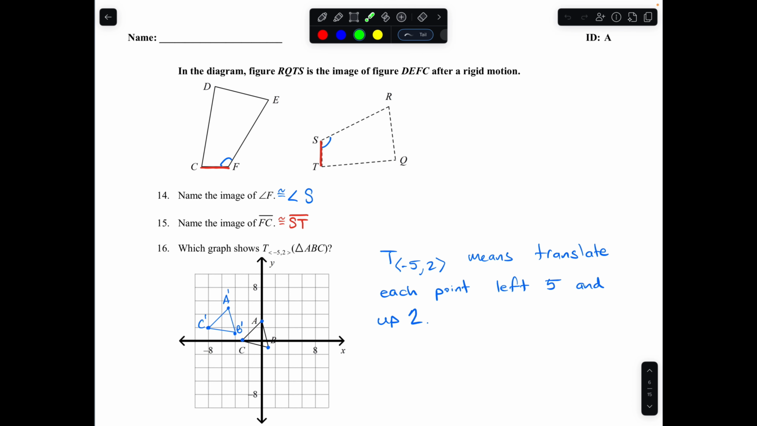Then it asks us for the image of side FC, which is the shortest side of the before picture. So the after picture has the shortest side labeled ST. So we're going to say the image of FC is ST. And order does matter here. F was that obtuse angle and so is S. So it's more proper for you to say ST here instead of TS.